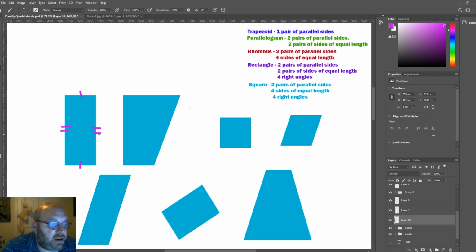Two pairs of parallel sides. This side and this side are parallel. My two sides are parallel to each other. My one sides are parallel to each other. So is that two pairs? Do I have two pairs of socks in there? Yeah. This is one pair, my ones here. And then my twos are another pair of parallel sides. So, two pairs of parallel sides. Two pairs of sides of equal length. My ones are a pair of equal length. My twos are a pair of equal length.